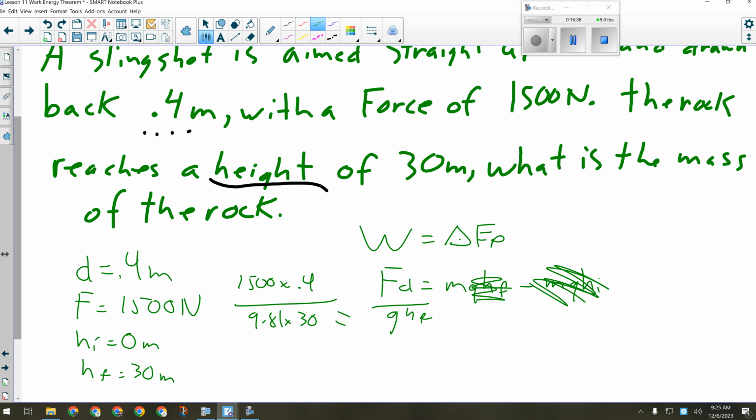Yes, it is. Yeah, 2 kilograms. Looking for mass, not something we usually solve for. Okay, everybody all right with that one?